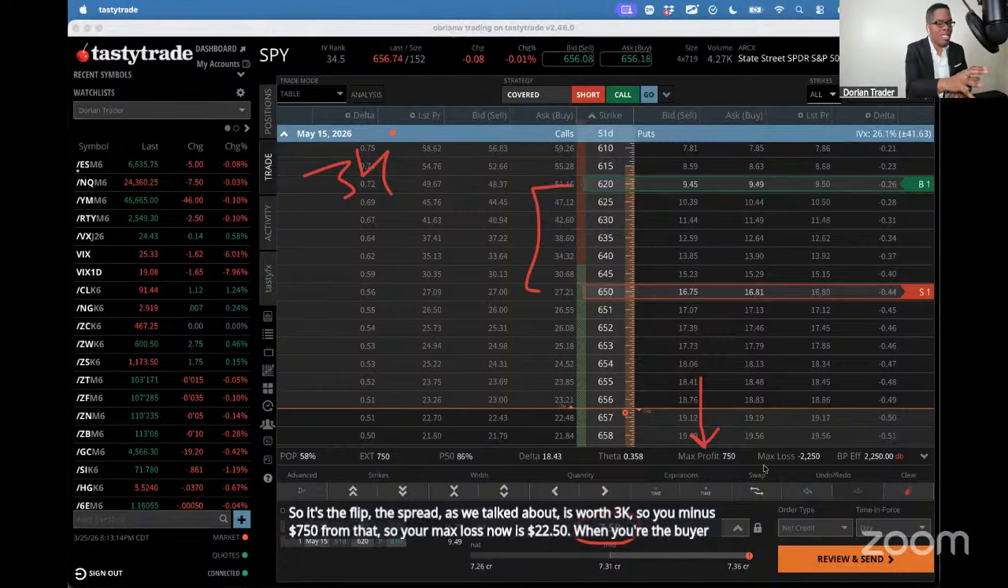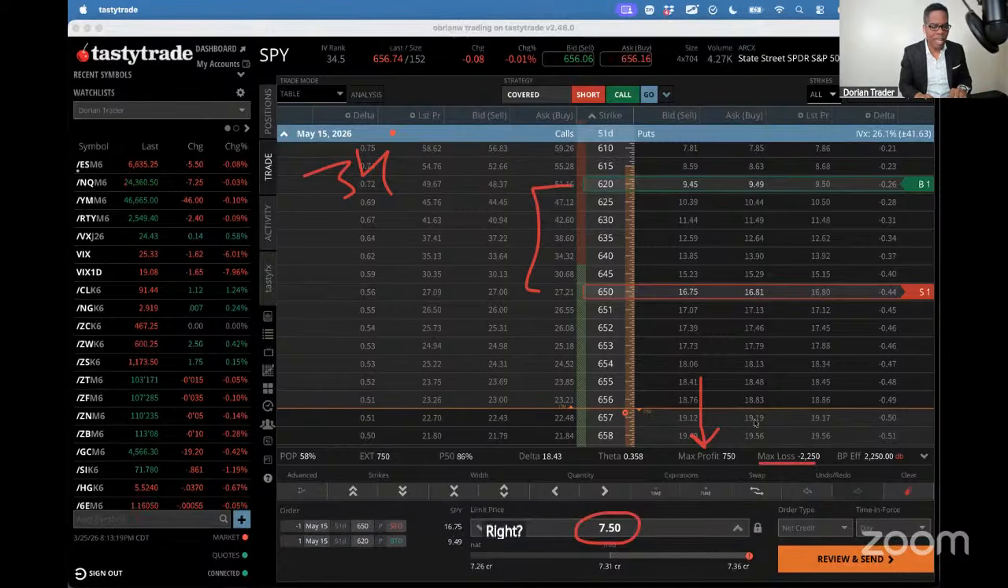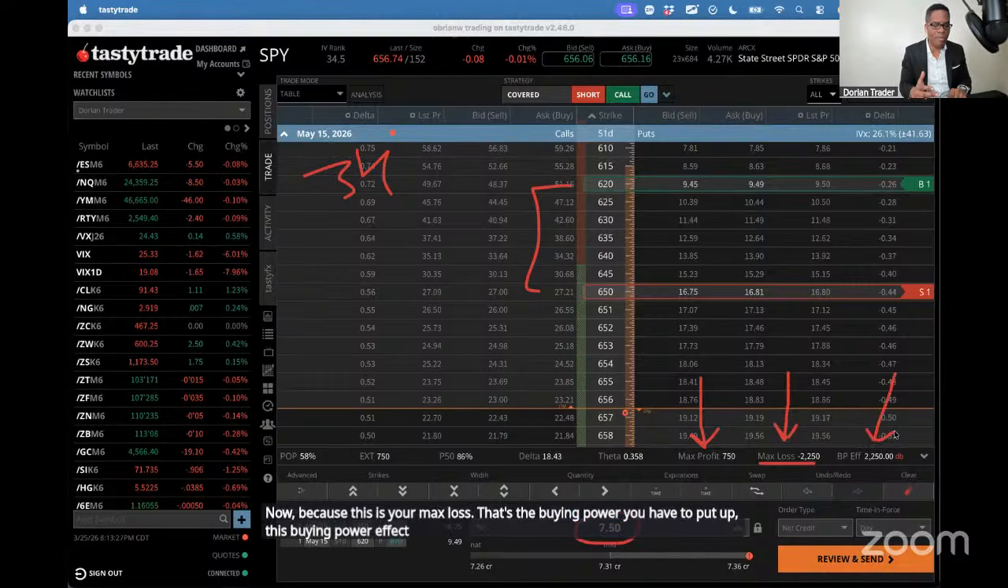When you were the buyer in this example, that was your possible gain. That was the most you can gain. Now, because this is your max loss, that's the buying power you have to put up. This buying power effect, the collateral you have to put up, is 2250 to do this trade.